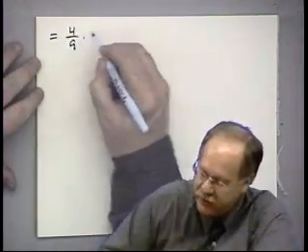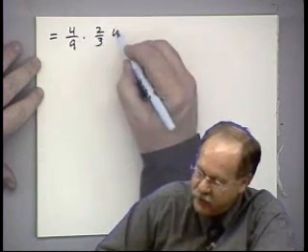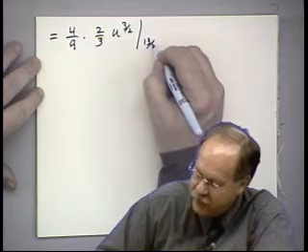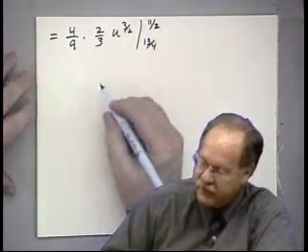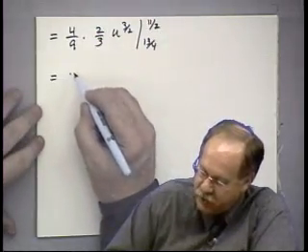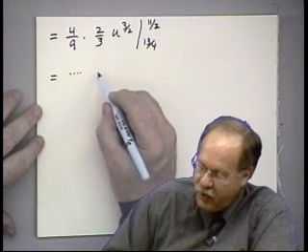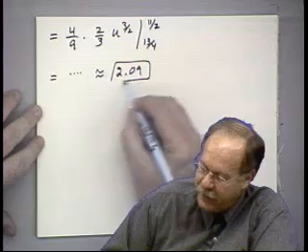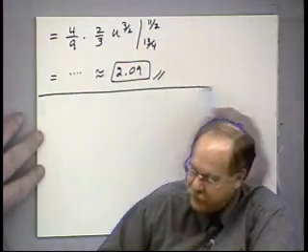This is 4/9 times 2/3 u to the 3/2 as I integrate, going from 13/4 to 11 halves. And you can go ahead and do the arithmetic here if you want. What you'll end up with is something that's approximately 2.09. And I'll let you take a look at that.